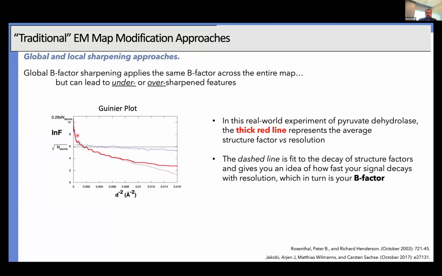Knowing this, if we have real data, here again is our thick red line, which from this complex of pyruvate dehydrogenase is the structure factor versus resolution. This dashed line shown here is a fit to this fall off, or the decay in your structure factors as a function of resolution. And this fit right here is in fact what your B factor is for those data. That's what is going to be applied to hopefully sharpen your map in a global manner, so the entirety of your volume will be experiencing this global B factor sharpening.